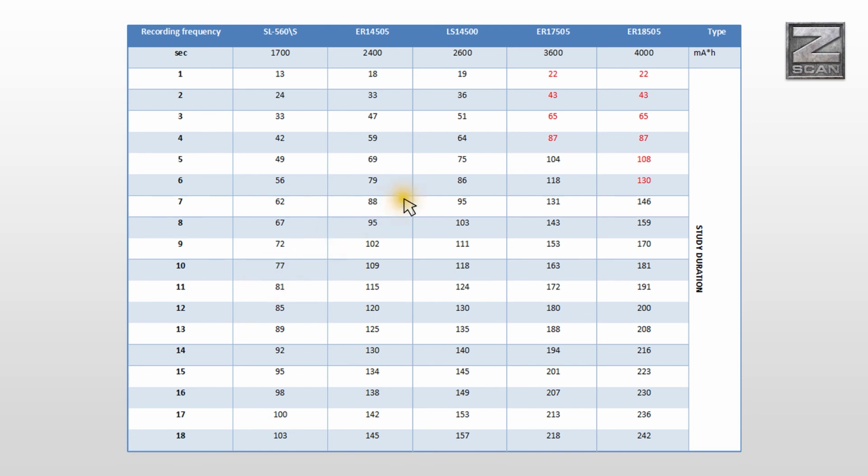If you take an ER18505 battery with a capacity of 4000 mAh and set the recording frequency to 10 seconds, then the capacity will be enough for 181 days. The values are highlighted in color when the measurement stops due to the gauge memory overflow.